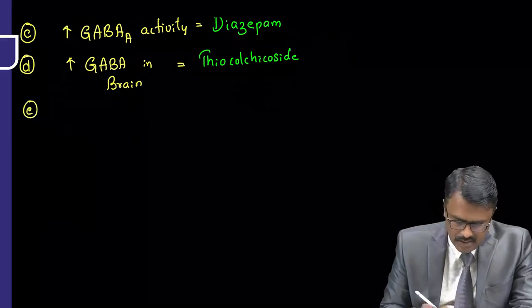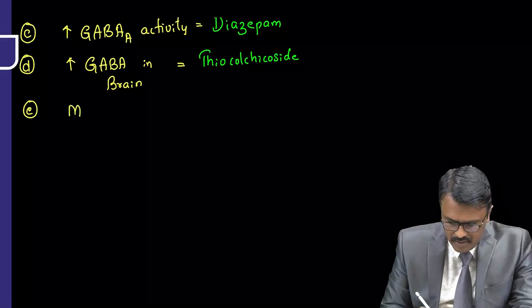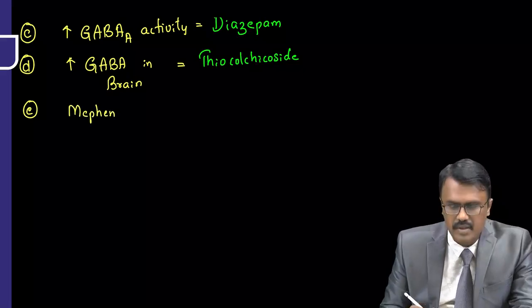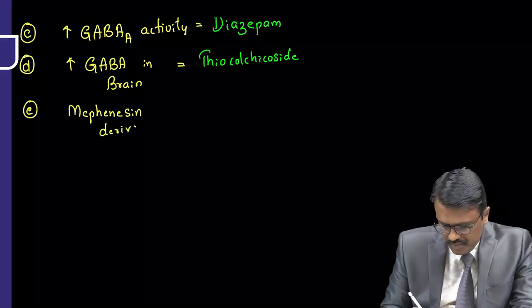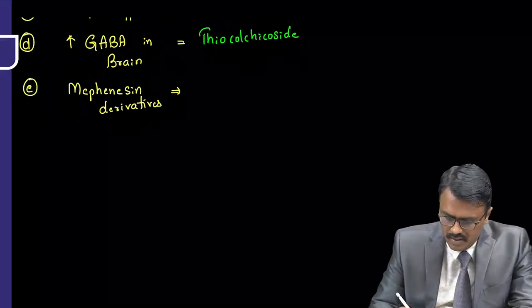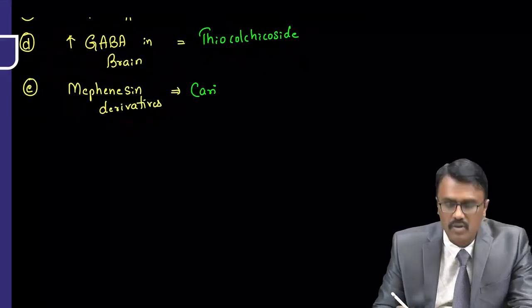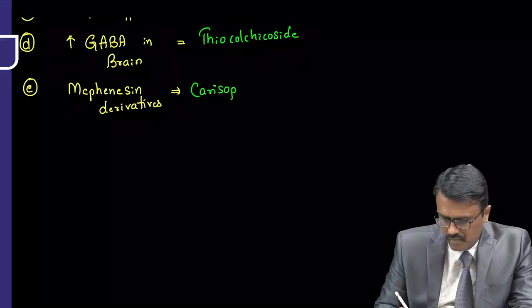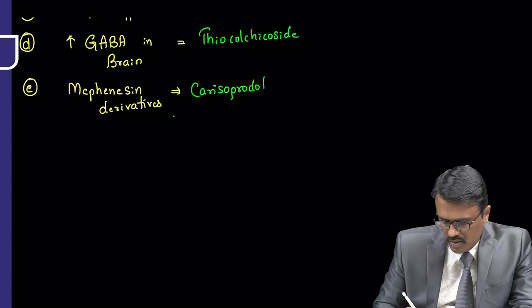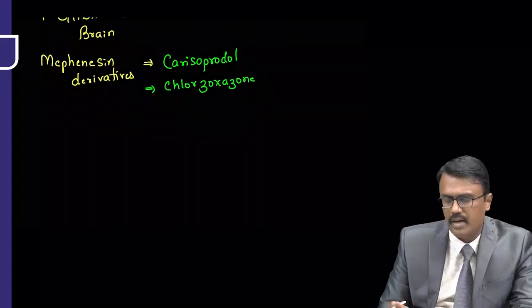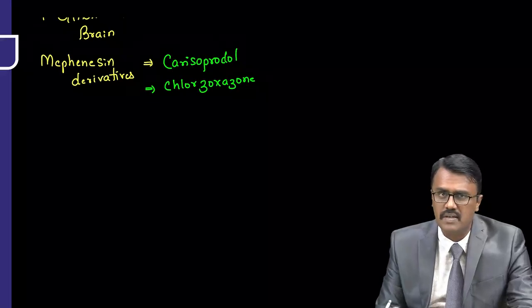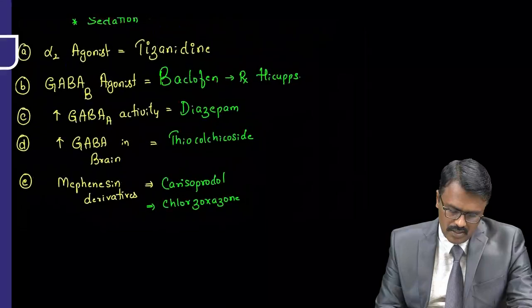Then the other group we have is mephenesin derivatives. In that we have a drug called carisoprodol, and one more called chlorzoxazone. So we have carisoprodol and chlorzoxazone, which are used as muscle relaxants. Okay, so these are centrally acting.